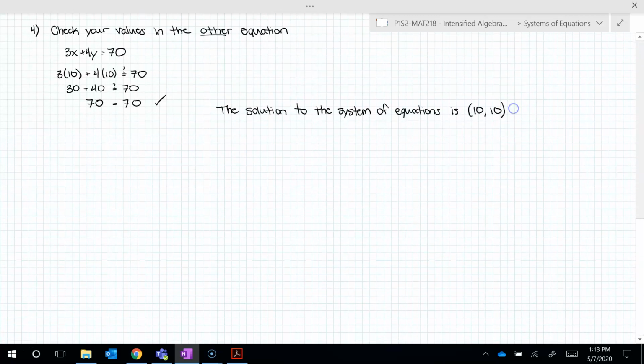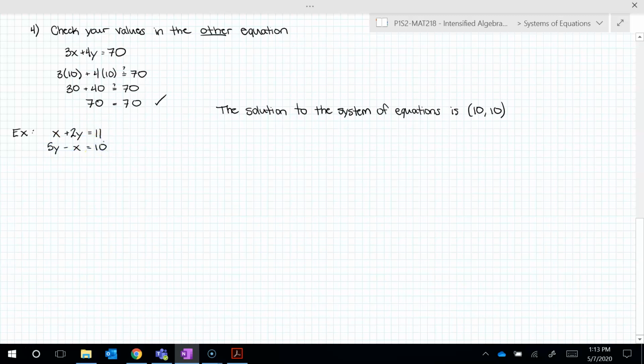So let's do a few more quick examples here. I'm going to do another example. I have x plus 2y equals 11 and 5y minus x equals 10.